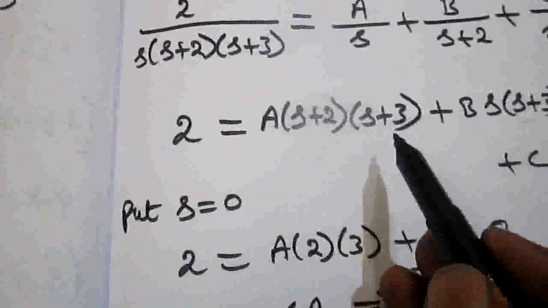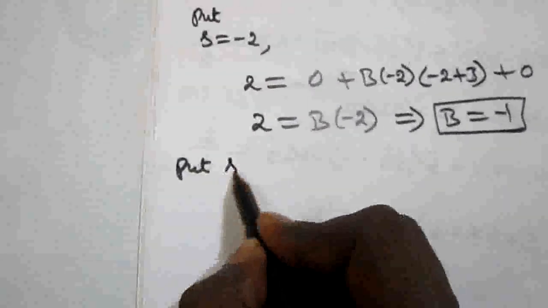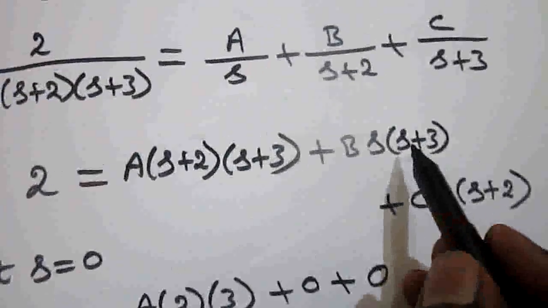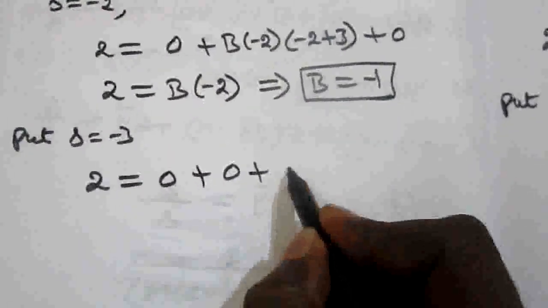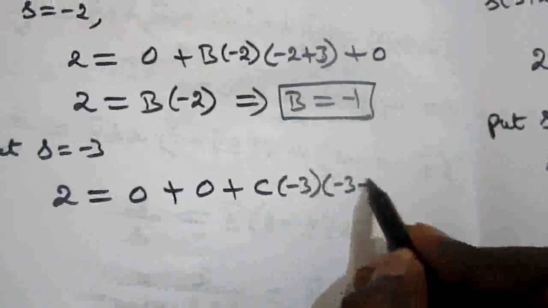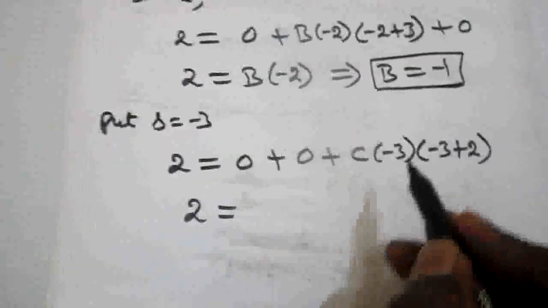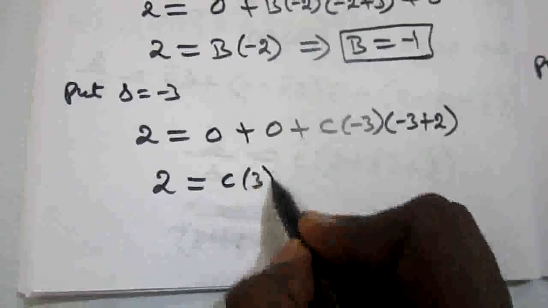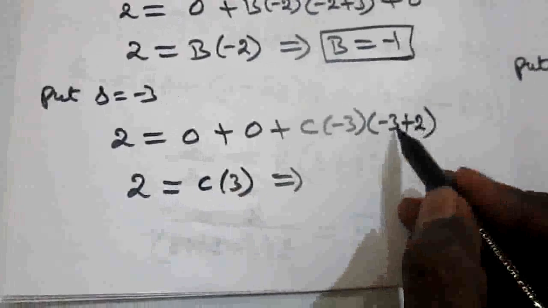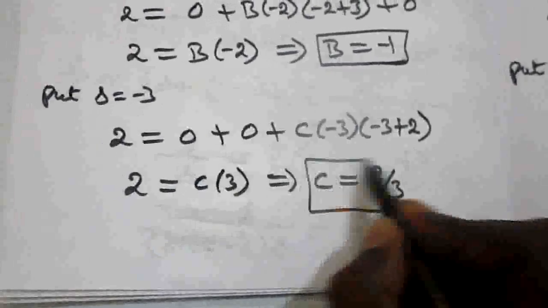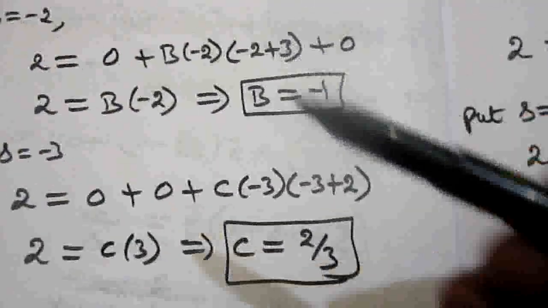Next I am going to put s equal to minus 3. So 2 is equal to, put minus 3, the a term becomes 0, plus the b term is also 0, plus c into, put s equal to minus 3, so minus 3 into minus 3 plus 2. So now 2 is equal to c into minus 1, so minus of minus 3, that is 3c. So finally c is equal to 2 by 3. So now we found a, b and c.